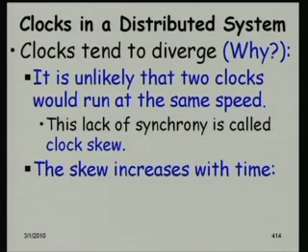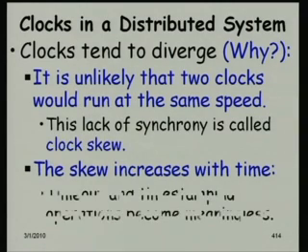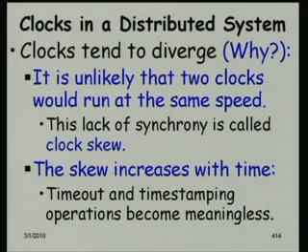So, because they run at different speeds, the skew increases with time, and we are not sure of what the skew is. See, if the clocks have a constant skew, like one clock differs from another by 1 second, another by 5 seconds, etc., if these are constant, then it is not a problem. We can know the precise time of the different nodes, but these keep on increasing, and therefore, timeout and timestamp operations become meaningless.